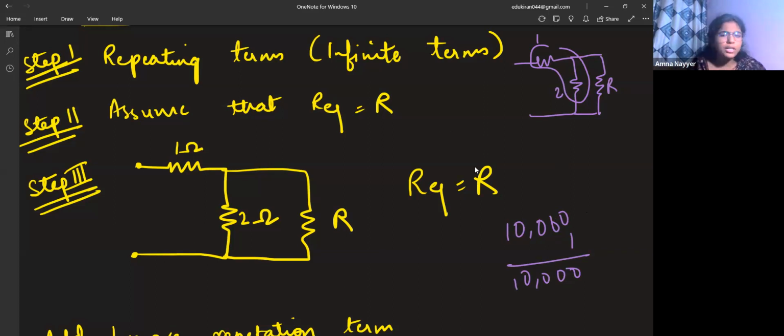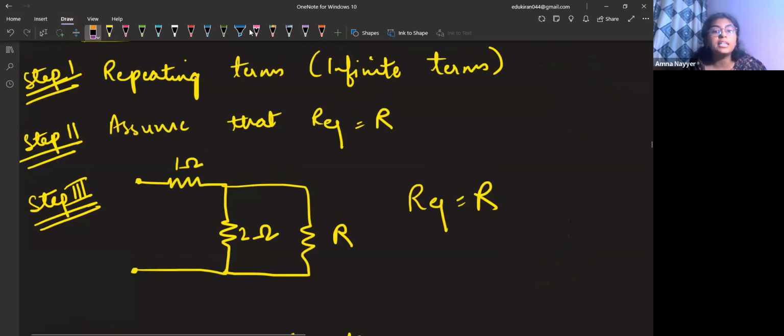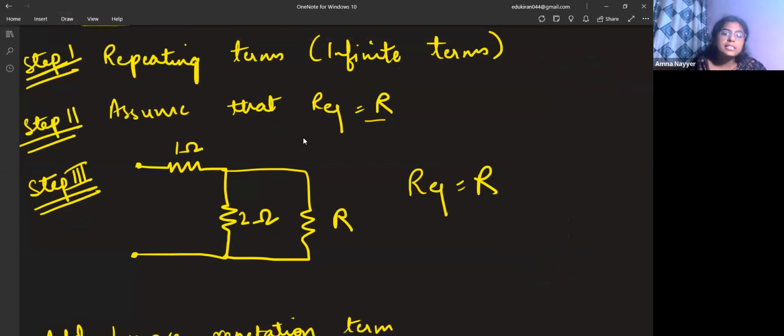So your answer won't differ so much. Your R equivalent will still be the equivalent resistance of the entire circuit. And what is the equivalent resistance of the entire circuit which we have assumed? That is R. Even on addition of this repeating term, my equivalent resistance is still R.